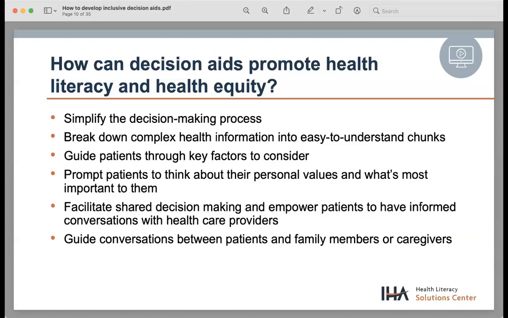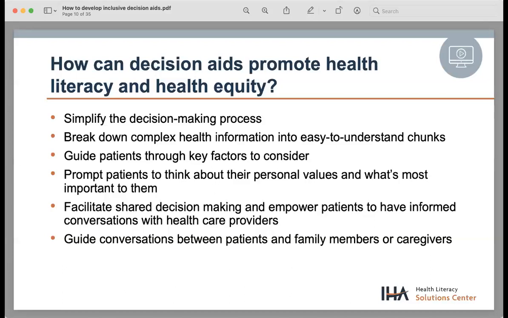Decision aids simplify information by breaking that complex information down into easy to understand chunks, which is one of our key plain language best practices here at Communicate Health, but it's especially important for complex decisions about your care. They guide patients through key factors to consider. So, for example, if someone's deciding whether or not to pursue a specific treatment option, the decision aid might walk them through how that treatment option is going to affect their everyday life, potential side effects, and aspects that might be difficult either logistically or emotionally. All of those key factors they might want to consider as they're making that decision.